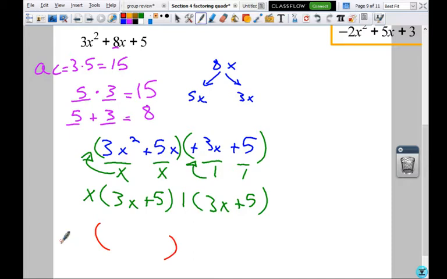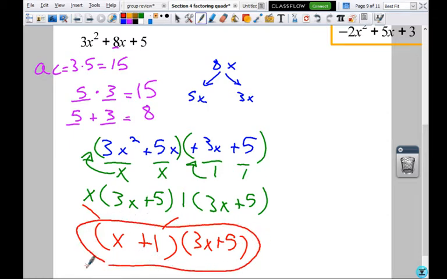3x plus... So we do have a plus 1. What's gonna go in front of the plus 1? Minus 1. So it's x plus 1. Okay, and then what's our last parenthesis gonna be? 3x plus 5. And then that's our final answer.